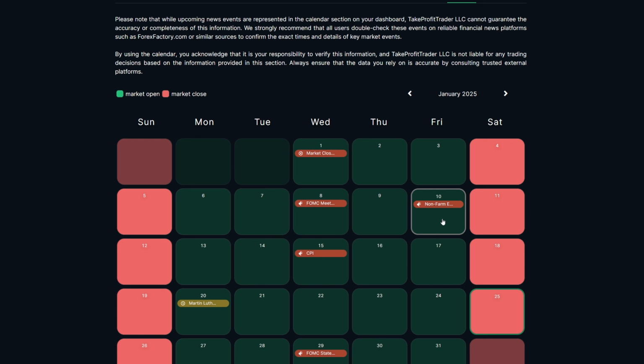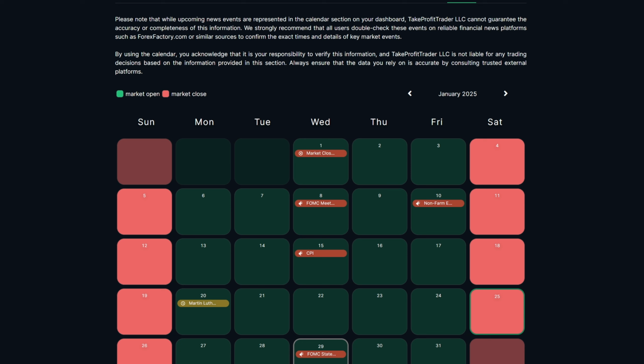Then we have the non-farm numbers that came out on the 10th, then the CPI numbers, and then we still coming up this following week, we have the FOMC statement. So we cannot trade 1 to 2 minutes before the statement, 1 to 2 minutes after the statement. And again, do I think this is a good rule? I don't mind it, because you know what?